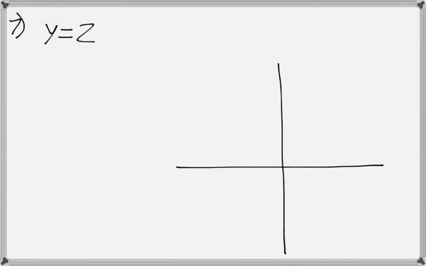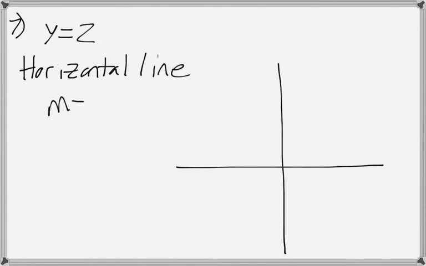We do have some special cases for lines, and those are horizontal lines and vertical lines. So if you ever see an equation where y is equal to a number and there's no other variables, then that is actually a horizontal line, and the slope is 0. So if I graph this, and I don't really need to do it on the calculator, you can, but this is going to be a horizontal line at 2.